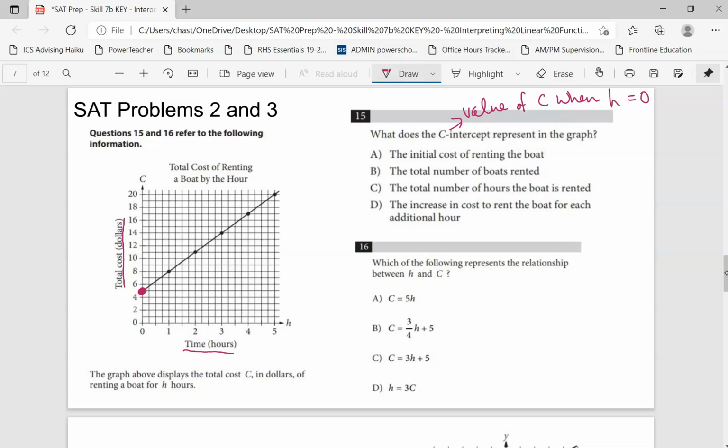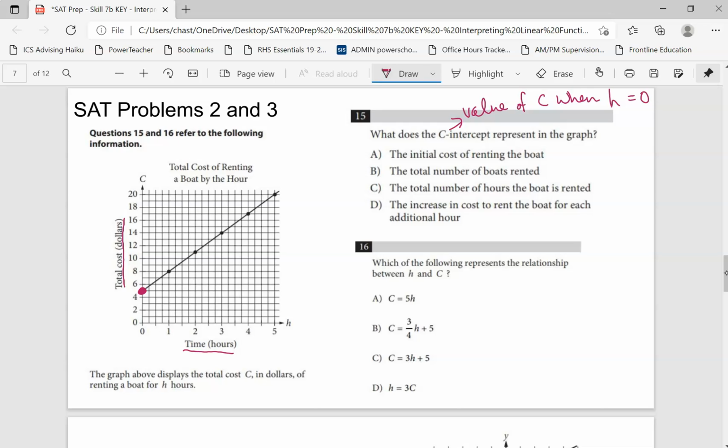H because of the variable names we're using. So is it the initial cost of renting the boat? Is it the total number of boats rented? Is it the total number of hours the boat is rented? Or is it the increase in the cost to rent the boat for each additional hour? Okay, so we'll talk about that in class.